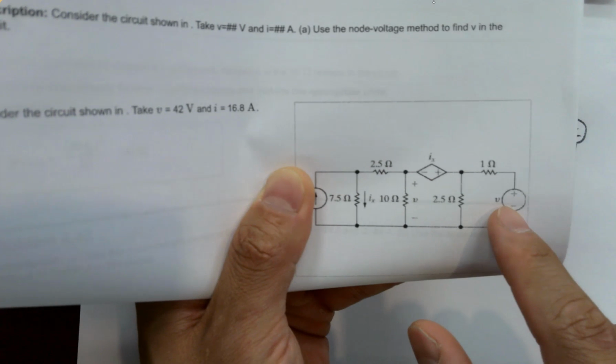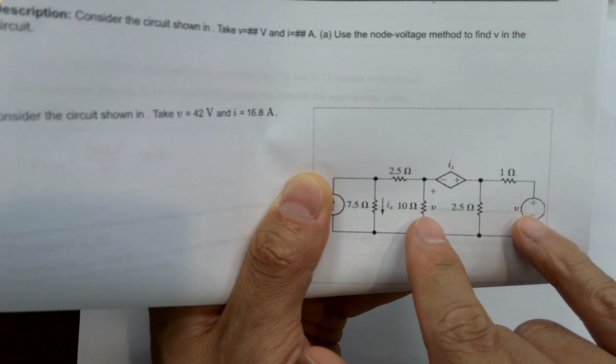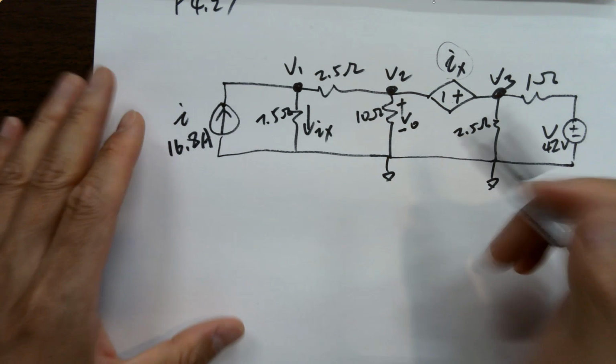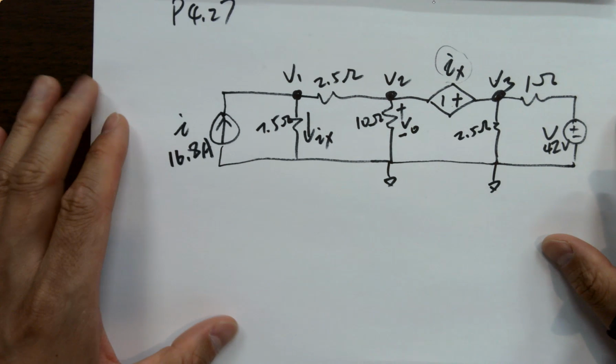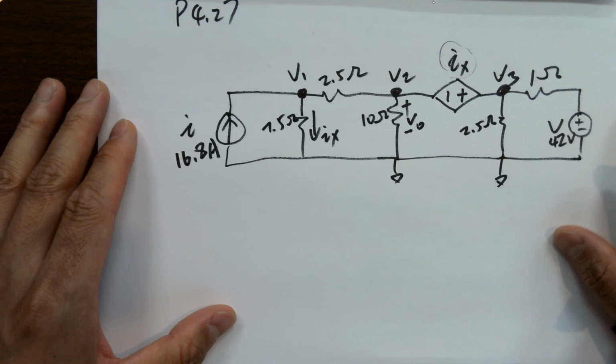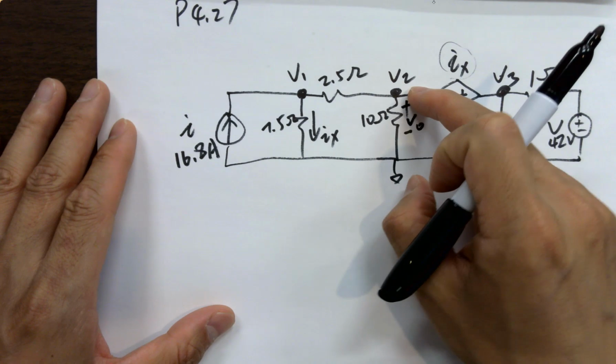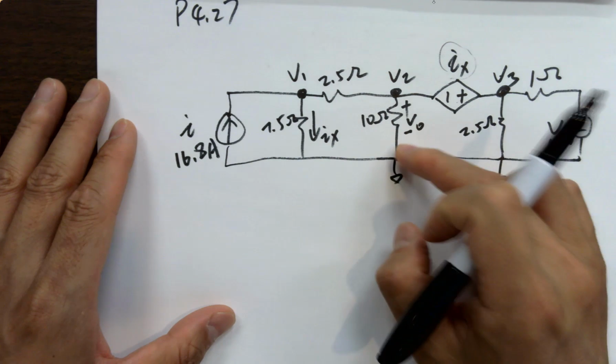V is the voltage source. They shouldn't label the two V's as the same V, right? They should be differentiated. Okay, anyway. So it's calculating VL. How do we do it? So VL is basically V2, right? If you calculate V2, you know VL.